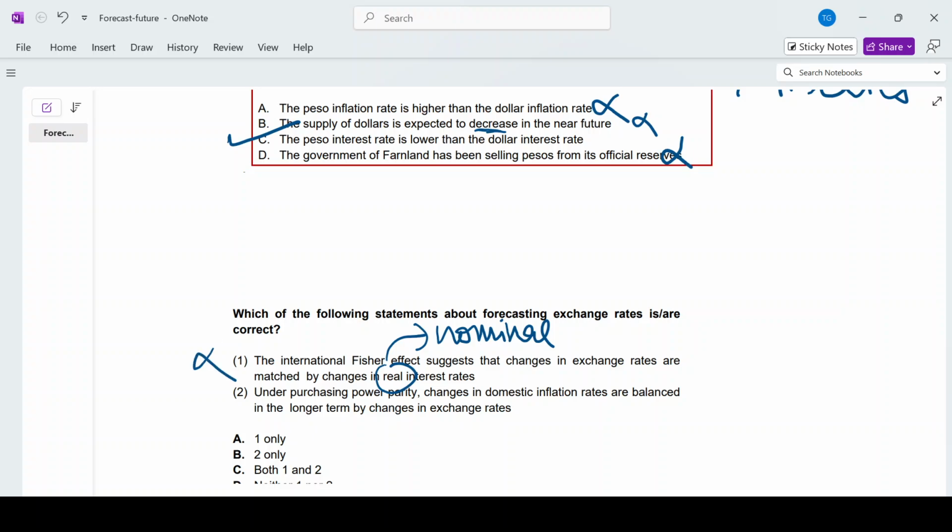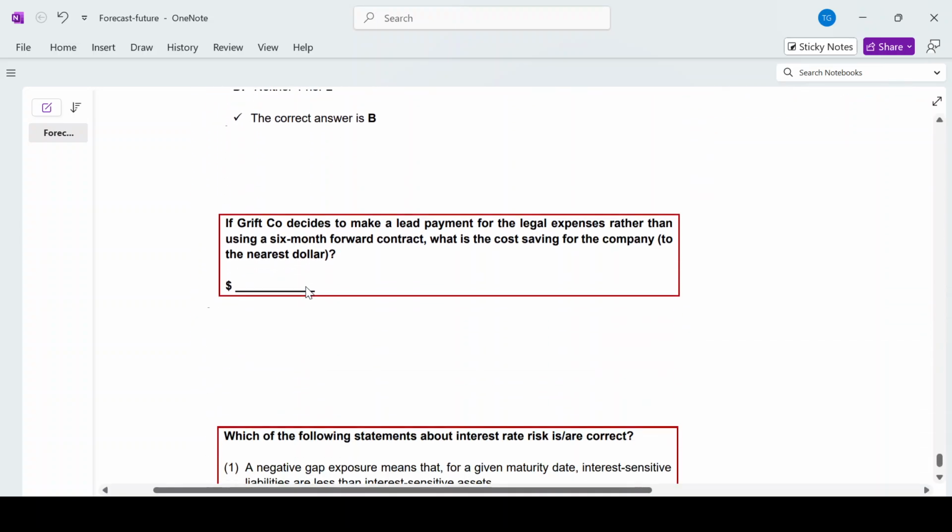Let's talk about the second one. Under purchasing power parity, changes in domestic inflation are balanced in the longer term by changes in exchange rates. Exactly, purchasing power parity takes care of inflation. The formula of PPP includes inflation in the calculation. Hence, this statement is absolutely correct. So, the answer is going to be B2 only. Moving ahead to the next question.